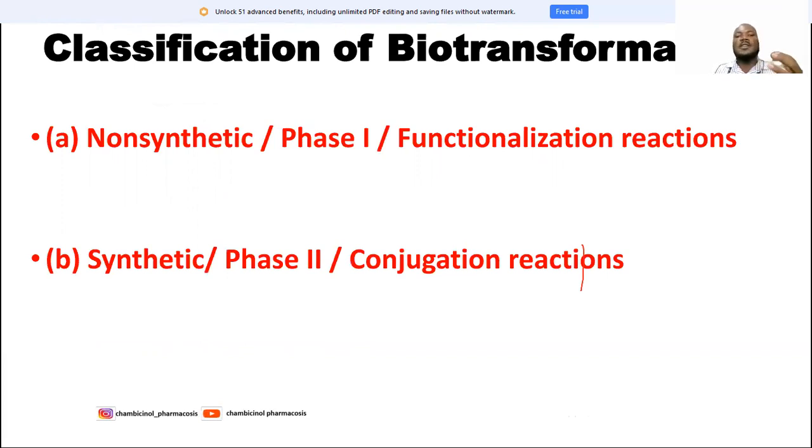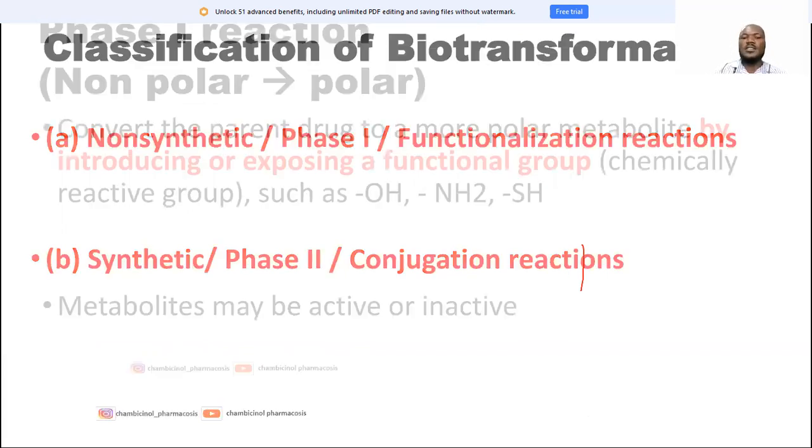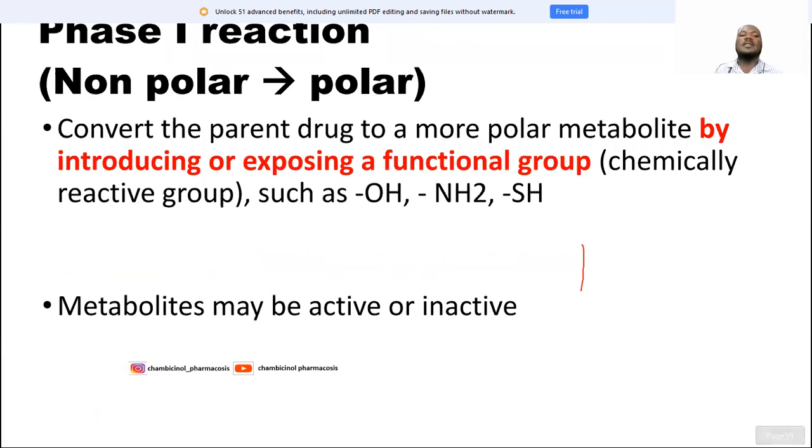So there are two phases of biotransformation or metabolism, phase 1 and phase 2. Phase 1 is called non-synthetic or functionalization reaction, and phase 2 is called synthetic or conjugation reaction. So we're going to see why it's called functionalization and why it is called conjugation. So first, understand these two phases.